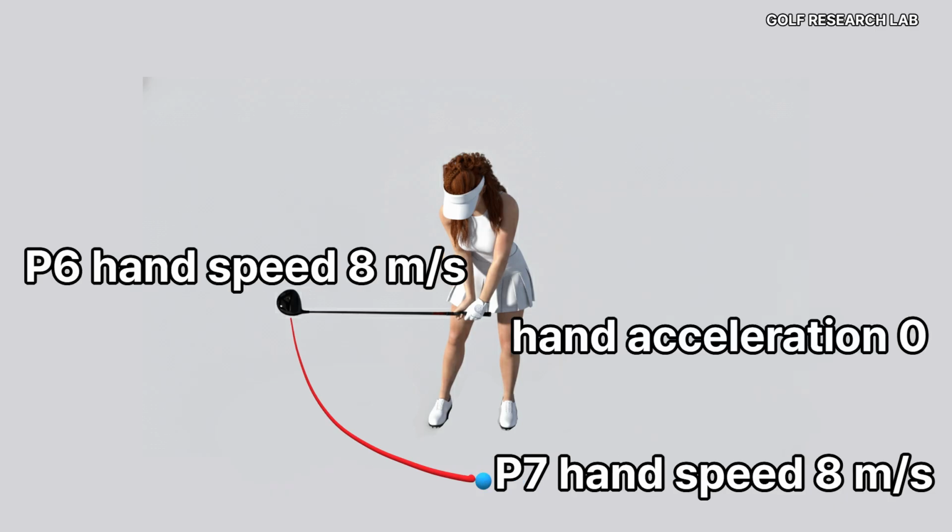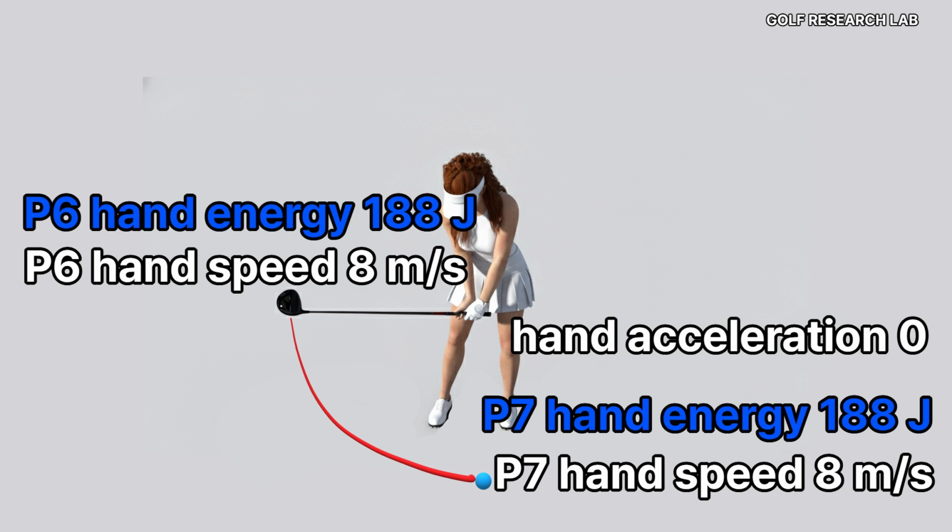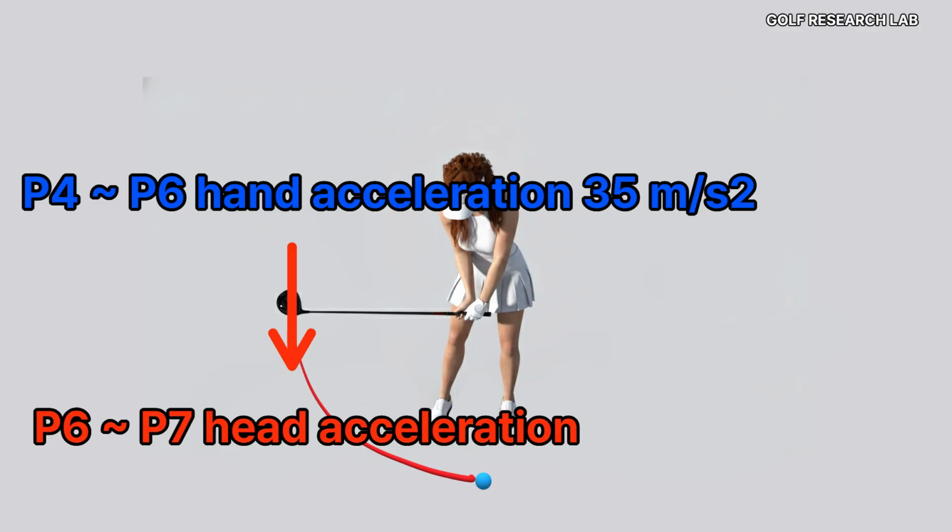Even though hand acceleration is zero, the arm acceleration accumulated before P6 must still be transferred through the wrists. In fact, the arm acceleration you applied up to the P6 position must also be transferred through the wrists to the club head for the club head speed to increase. Since the hand speed remains constant from P6 to P7, the 188 joules of kinetic energy stored in the hands at P6 is carried unchanged all the way to impact at P7. However, the acceleration you've built up through P6 must be transferred and converted into acceleration of the club head.